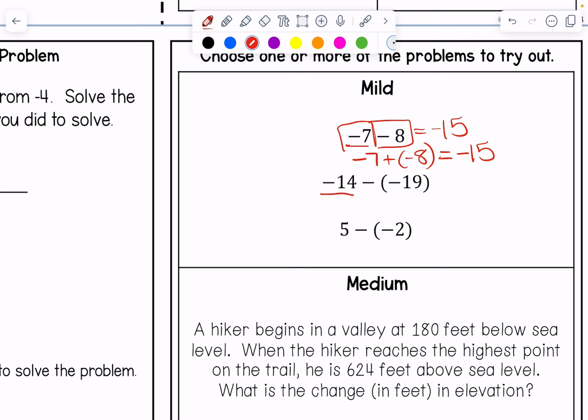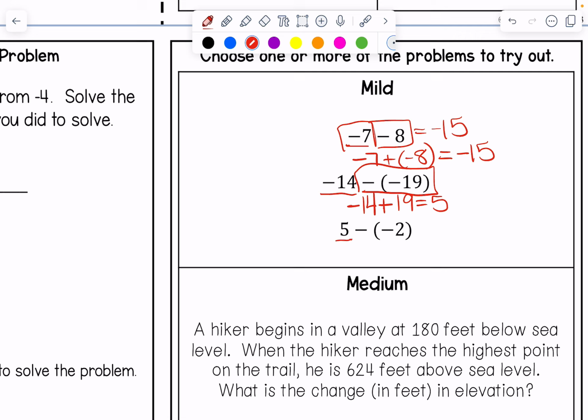On this next one, I'm starting at -14 on a number line. So I'm going 19 from -14 in one direction or another. If it was -14 minus 19, I would move to the left. Because it's minus -19, I'm actually going to move to the right. So this problem, I could rewrite this as -14 plus 19. And that's going to give me +5.